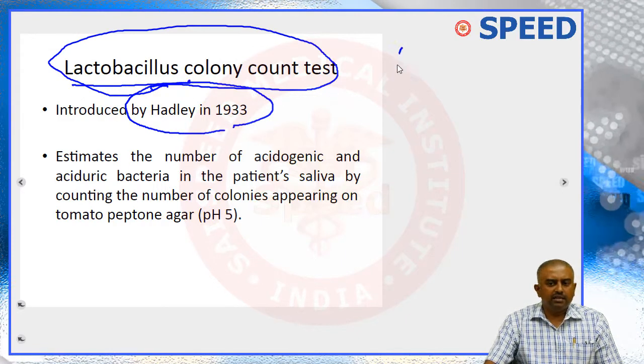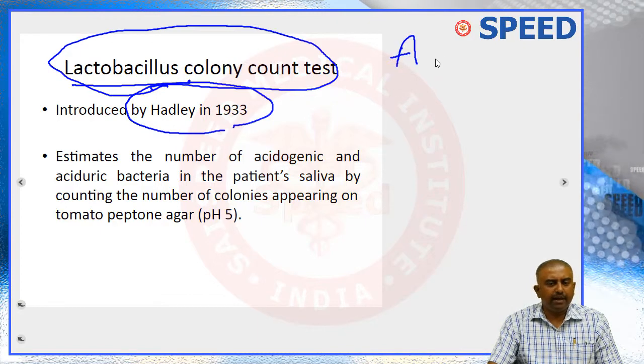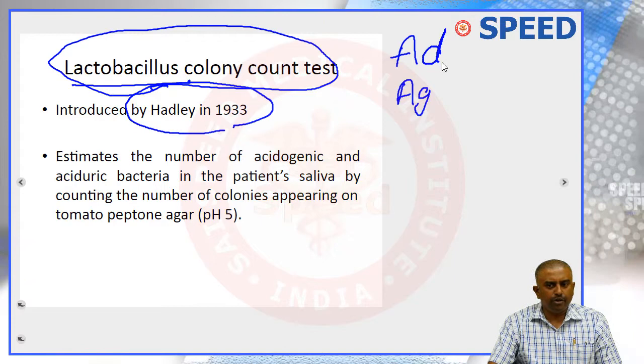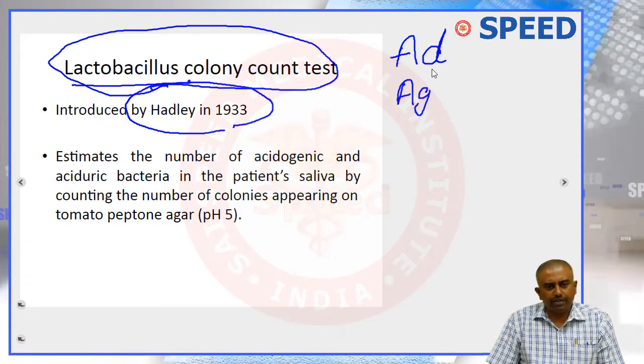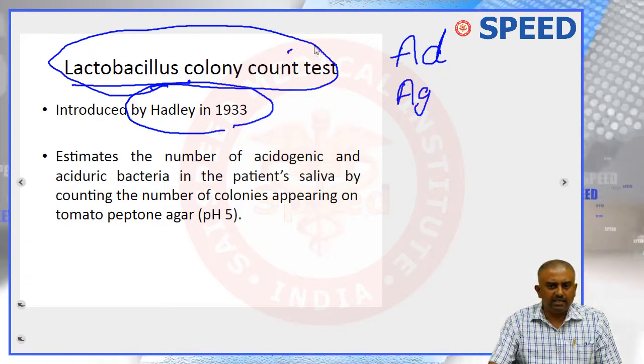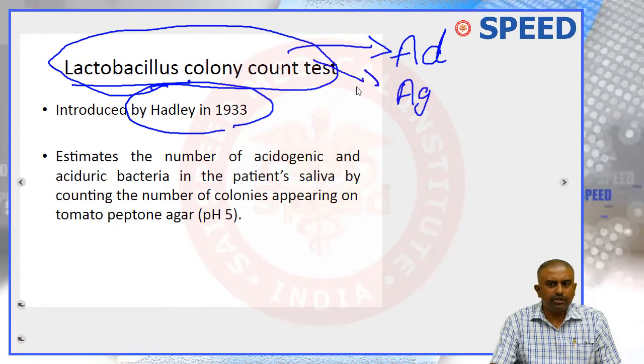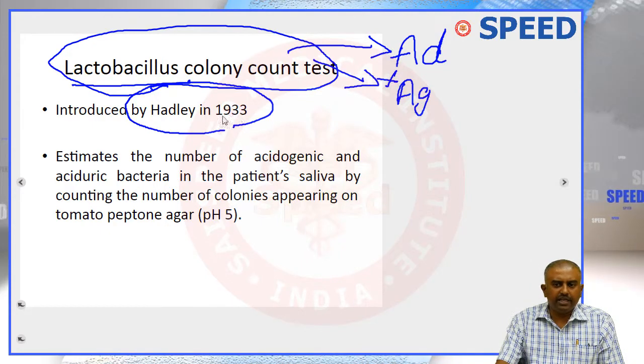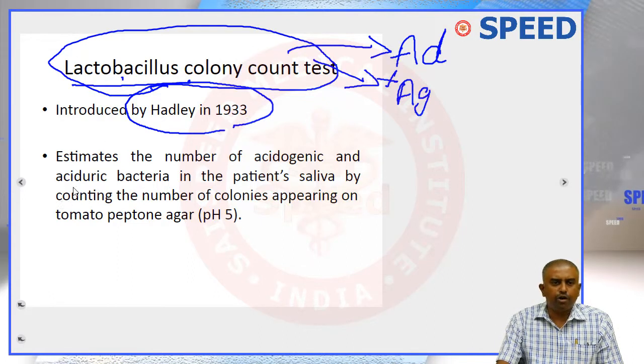Lactobacillus, there are two things, aciduric bacteria and acidogenic bacteria. What do you mean by aciduric? What is acidogenic? Is Lactobacillus aciduric or acidogenic? It is both aciduric and acidogenic. That is why this is a secondary colonizer.